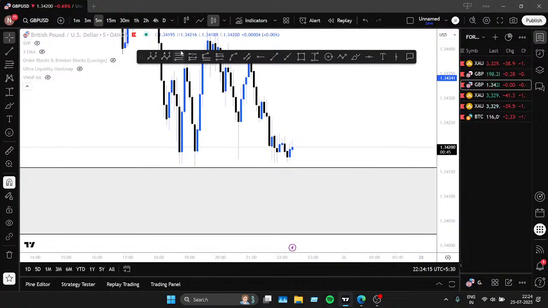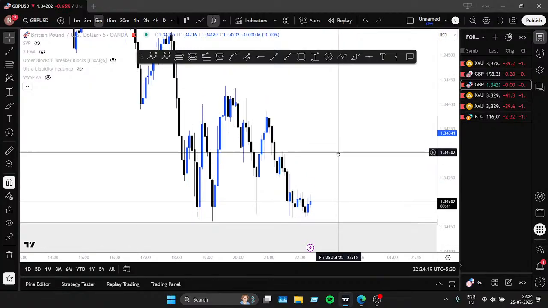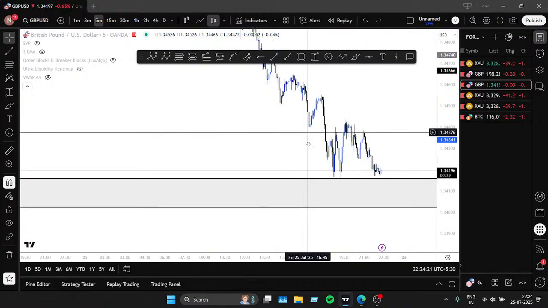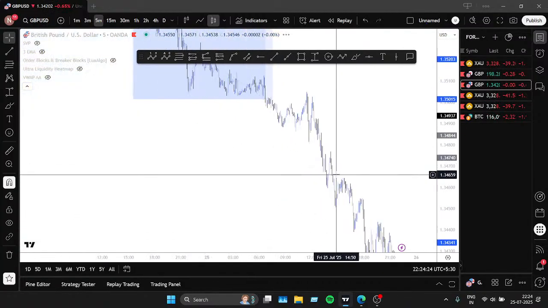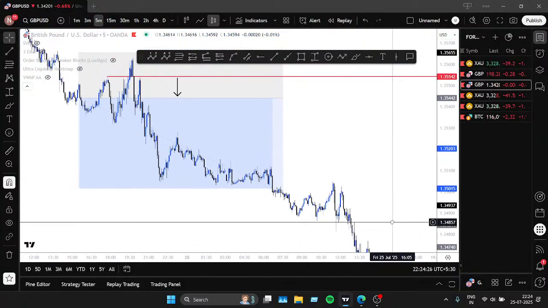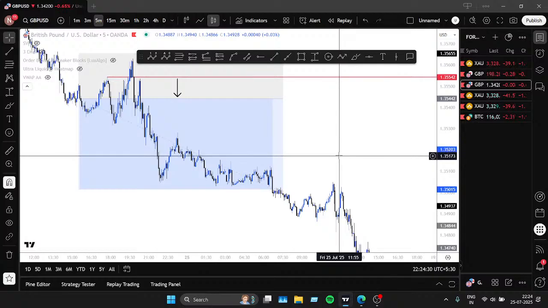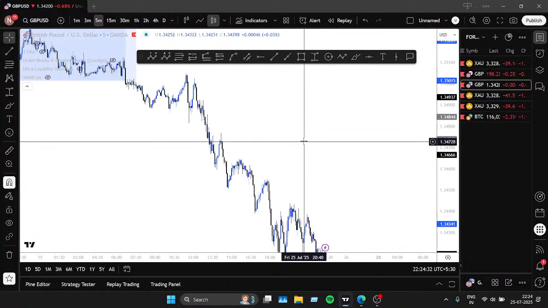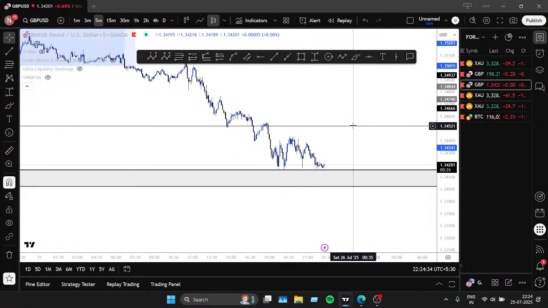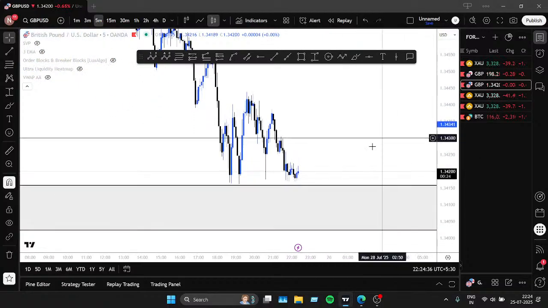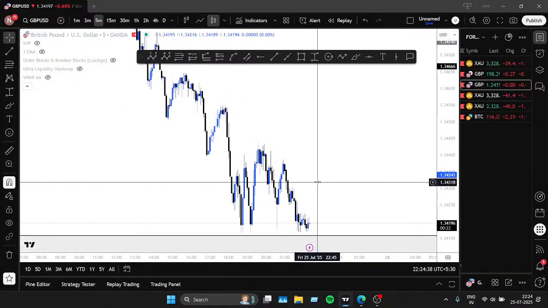Looks like GBP USD is consolidating, very low volatility in the market. Usually GBP USD has a lot of volatility during London and NY, right? And sometimes Asia too. But late New York session, it has very low volatility.